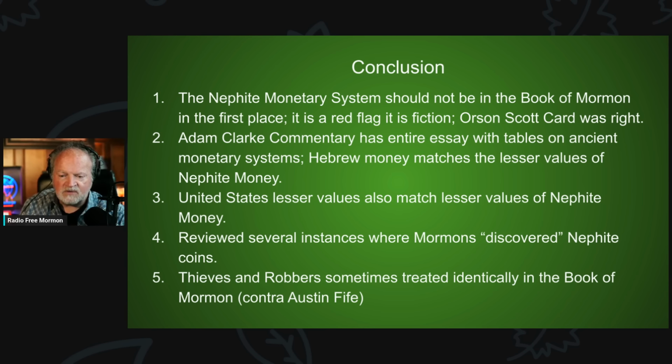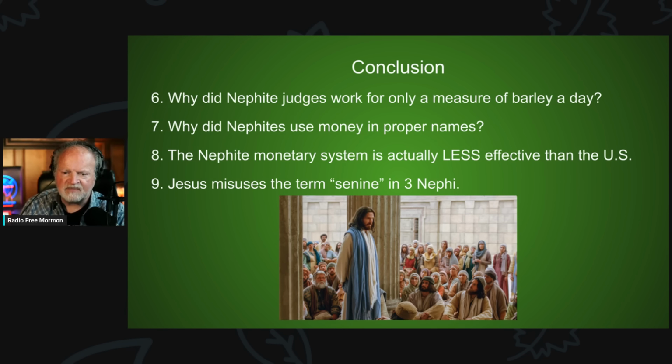Number 4, we reviewed several instances where Mormons have discovered Nephite coins. Number 5, thieves and robbers sometimes are treated identically in the Book of Mormon, contra Austin Fife's assertion in his Light on Truth letter. Number 6, why did Nephite judges work for only a measure of barley a day? That sounds cheap. Number 7, why did Nephites use money in proper names? I don't know, but maybe, just maybe, this can give us an insight into how Joseph Smith did come up with his names. And they all seem to be somewhat derivative of each other.